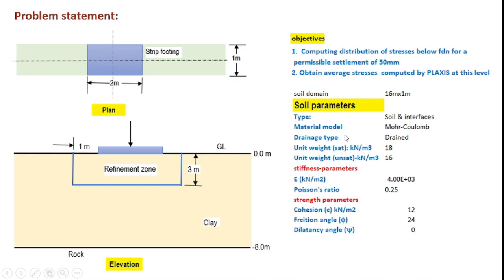The drainage type will be drained. The unit weights used will be 18 and 16 for the saturated and unsaturated conditions. The stiffness parameters include a Young's modulus E of 4000 kN per meter square and a Poisson's ratio of 0.25. Regarding the strength parameters, the cohesion will be 12 kN per meter square, with a friction angle phi of 24 degrees and a dilatancy angle of 0 degrees. So let us start the Plaxis analysis.